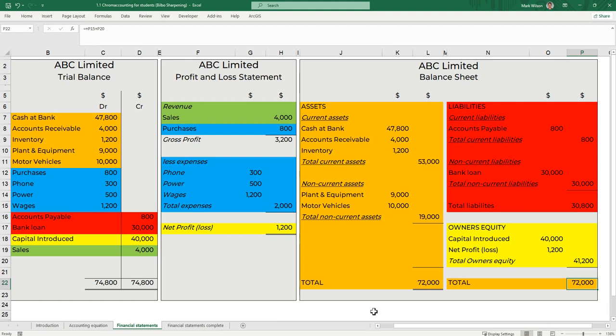Okay, so that's how you can use Chromaccounting to help you. It would be the same if you were doing manual, paper-based trial balance into profit and loss and balance sheet. It's just matching the colours up, knowing what colours go where in our financials, and knowing which of my general ledger accounts belong in each colour.